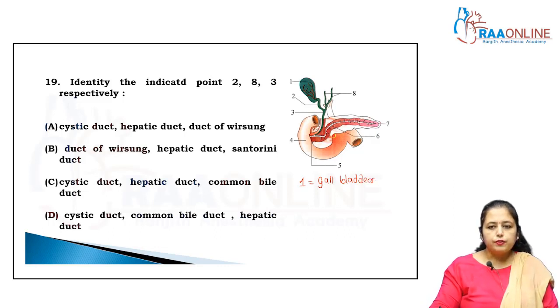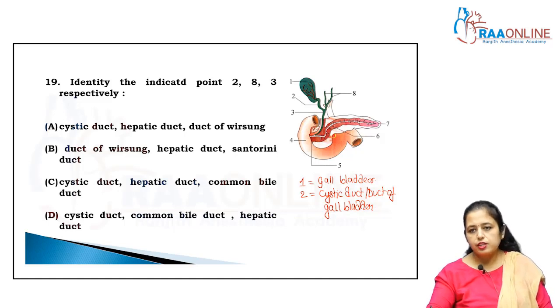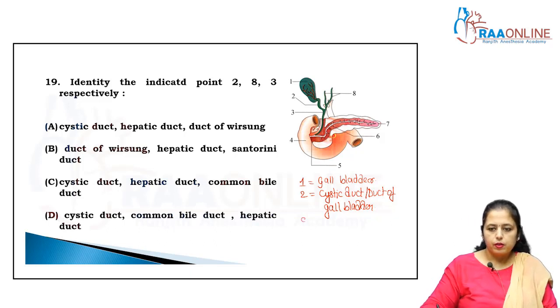2 is the duct from the gallbladder. In NCERT, 2 is mentioned as the duct of the gallbladder, but its name is the cystic duct. These are the ducts from the liver, that is from the right lobe and the left lobe, that is the right and left hepatic duct, or ducts from the liver.